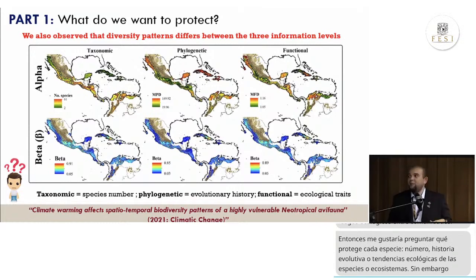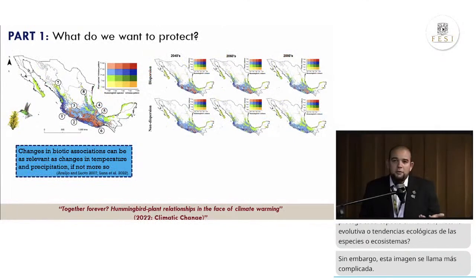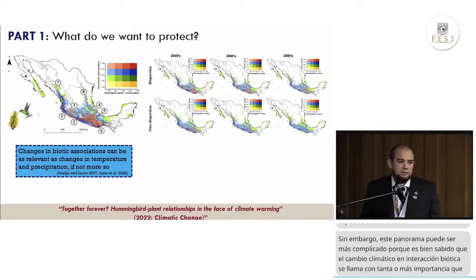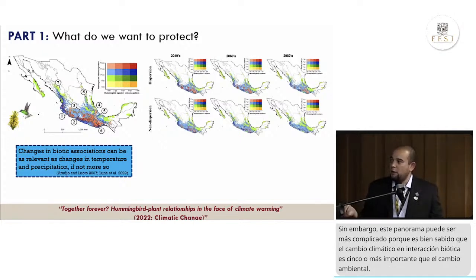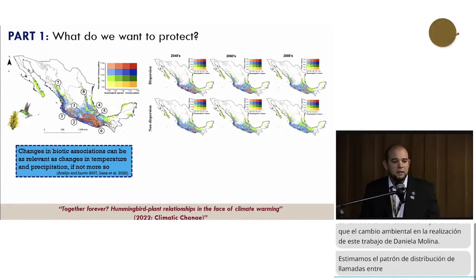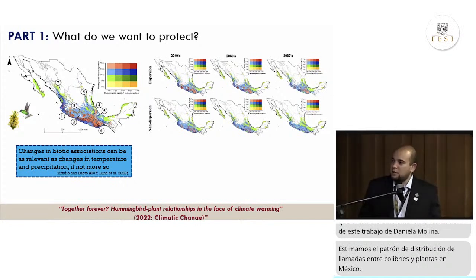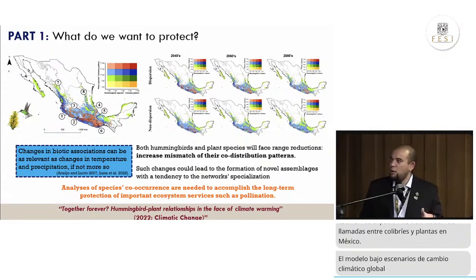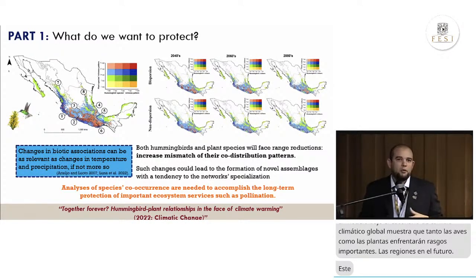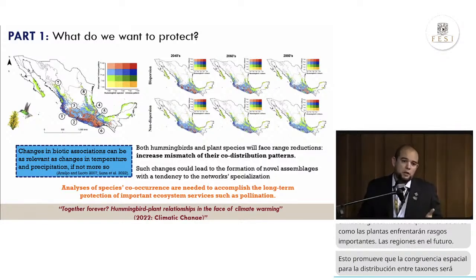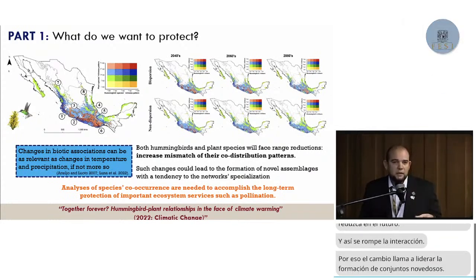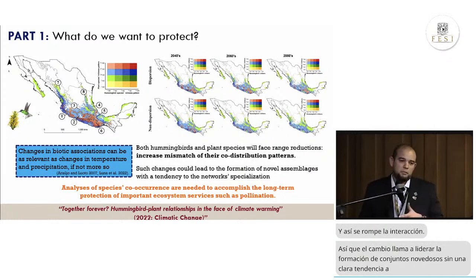However, this picture could be more complicated because it is well known that climate change in biotic interaction could be as or more important than environmental change. In this work performed by Daniela Remolina, we estimate the pattern for co-distributions between hummingbirds and plants in Mexico. The model under global climate change scenario shows that both birds and plants will face important range disruptions in the future. This promotes that spatial congruence for the co-distribution among taxa will be reduced in the future, and so the interaction is broken. So change could lead to the formation of novel ensembles with a clear tendency to specialization in the network between plants and animals.